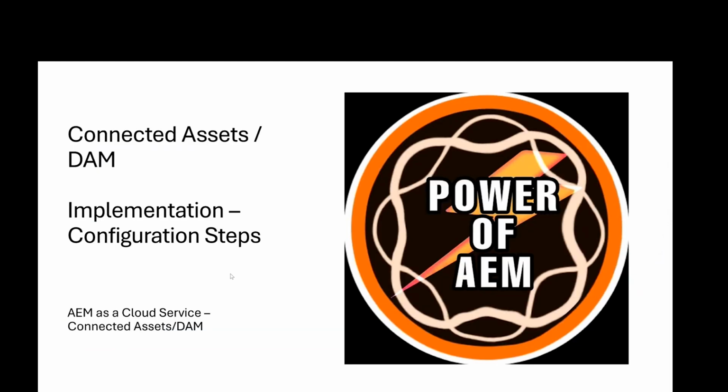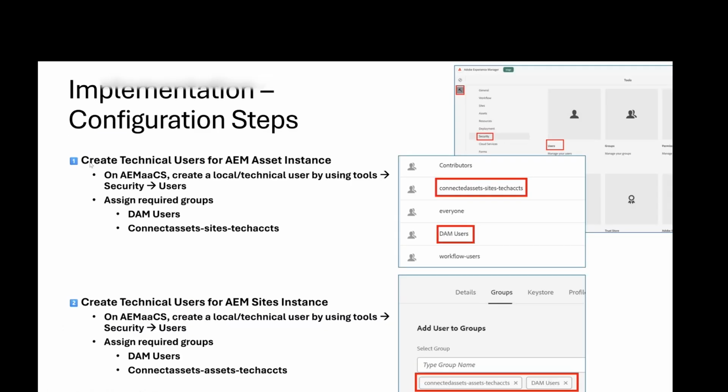So what are the configuration steps? We are considering AEM as a Cloud Service. Before taking the very first step, once your servers are set up and both servers are communicating with each other, make sure that on your asset instance you create a user, and that user should be part of two groups. One is the AEM assets connected asset tech accounts group, and the other one is DAM user. That is for your assets.